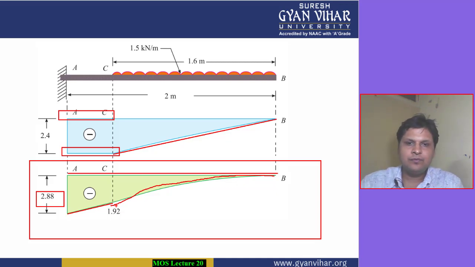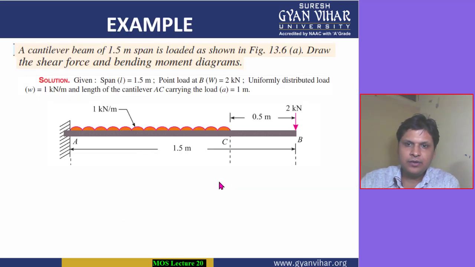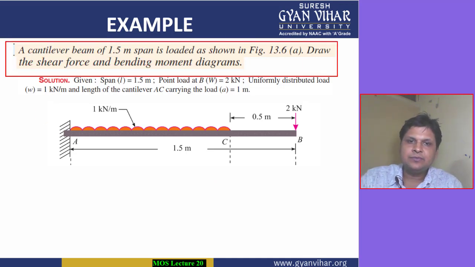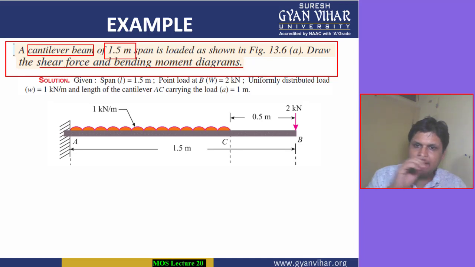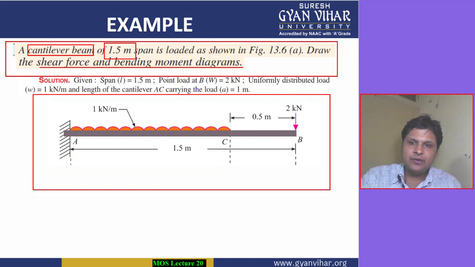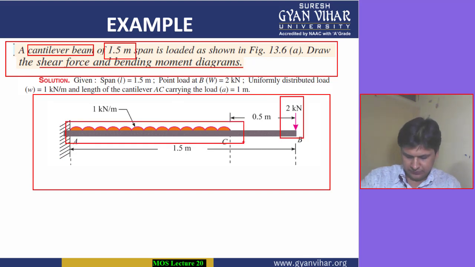Now students, we will move on and solve one more question. This is the question, students. The question is saying that again you have a cantilever beam and the span is 1.5 meter. We have to draw the shear force and bending moment diagram for this particular question. Already the figure is given to us. In this you also have a point load along with a UDL.